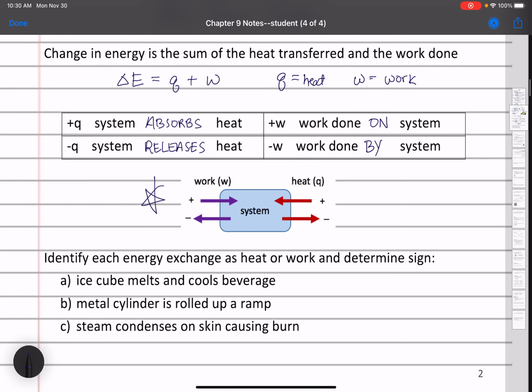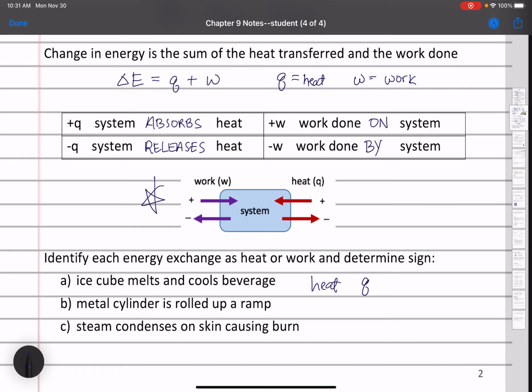All right, so let's just do a quick concept check. Can we identify energy exchange as either heat or work and determine its sign in these examples? So A, an ice cube melts and cools a beverage. Is that heat exchange or work? That is heat exchange. So that's Q.